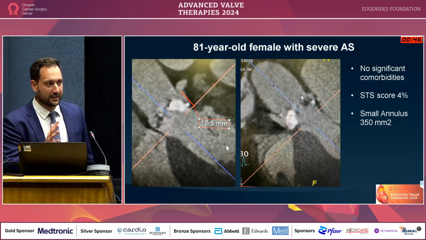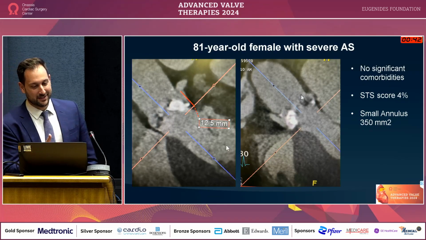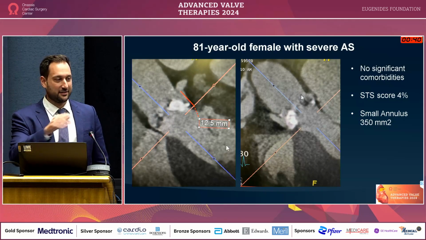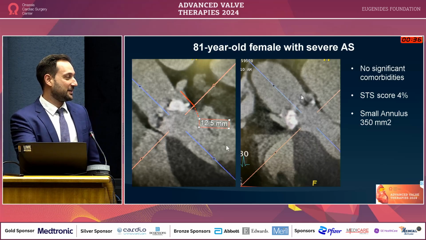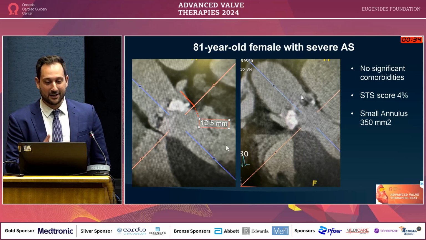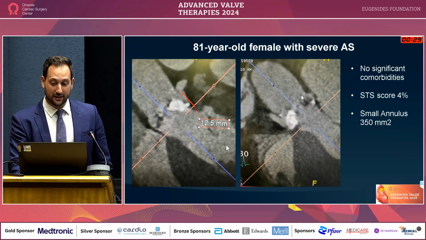And so we have collected a few cases now, and we're planning to present at the TCT conference. Just to give you a little teaser here. So, very briefly, an 81-year-old with severe AS. You can see this scary CT scan with a small annulus, low coronary heights, and severely calcified and bulky leaflets.